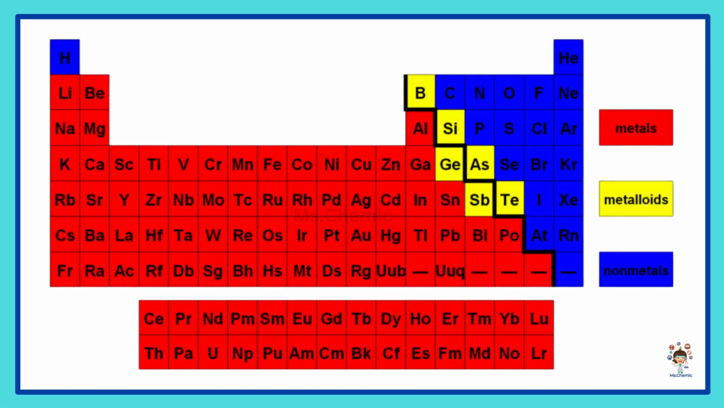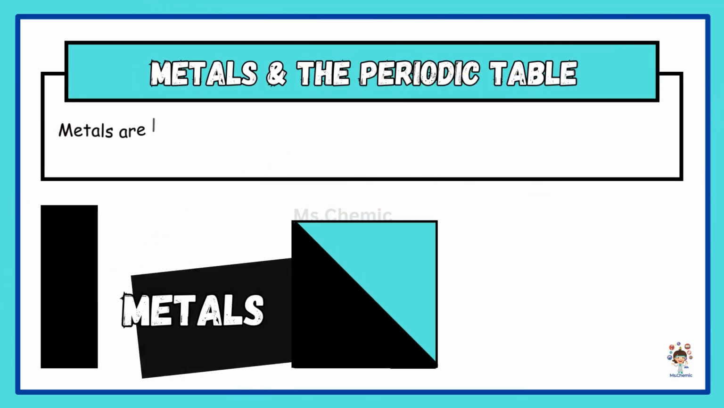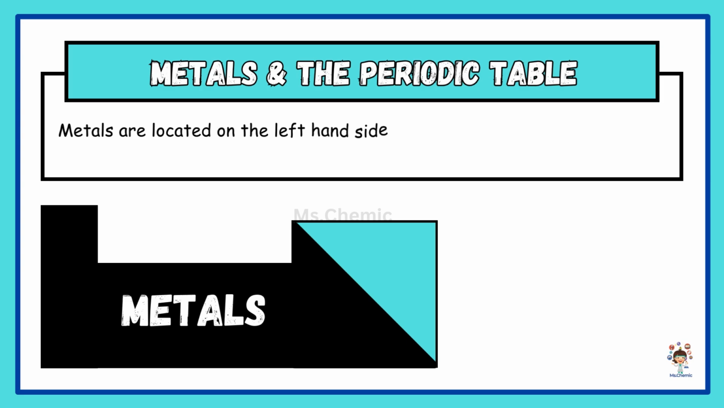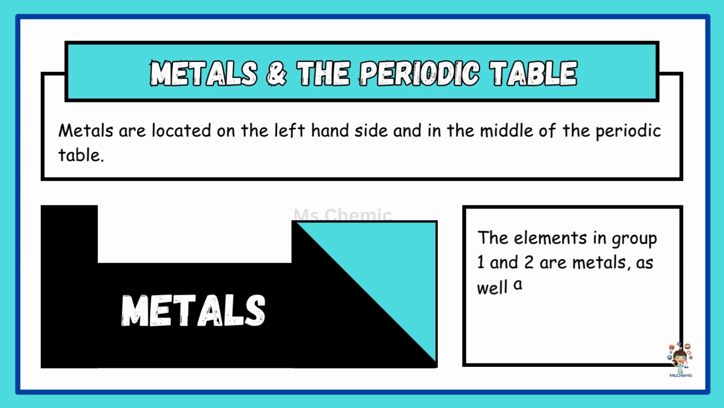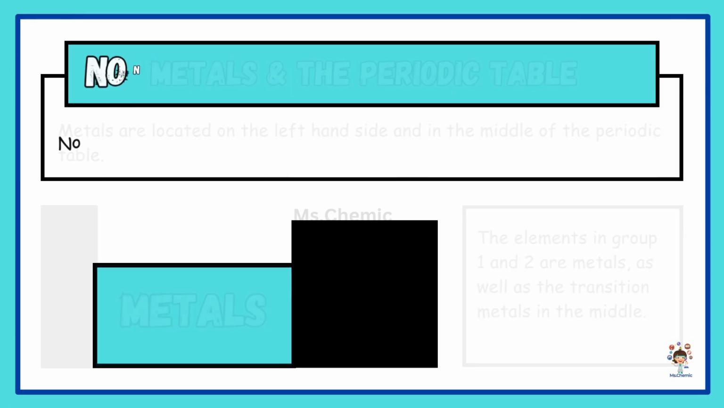Location of metals, metalloids, and nonmetals in the periodic table. Metals are located on the left-hand side and in the middle of the periodic table. The elements in group 1 and 2 are metals, as well as the transition metals in the middle.